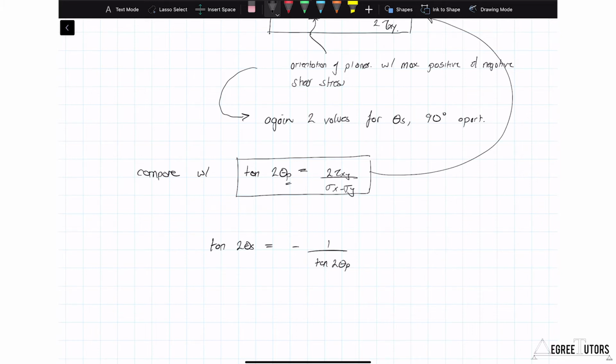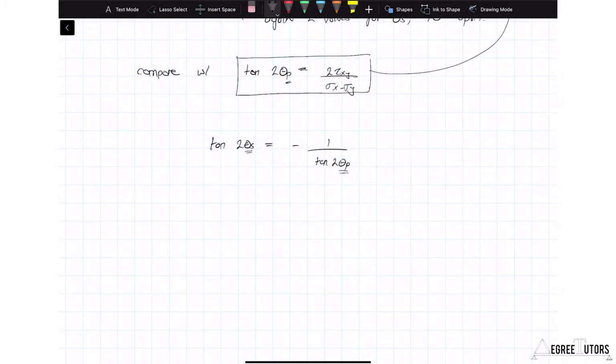So where am I going with this? What I'm ultimately trying to do here is get a nice, easy-to-use, simple expression that relates theta s to theta p, because really what I'm trying to find out is the relationship between the angles of the principal planes and the angles of the planes on which the max positive and negative shear stress occur. There is a very specific angular relationship between these two sets of planes, and I just want to confirm it here. If that all sounds a bit cryptic, you'll see where I'm going with this shortly.